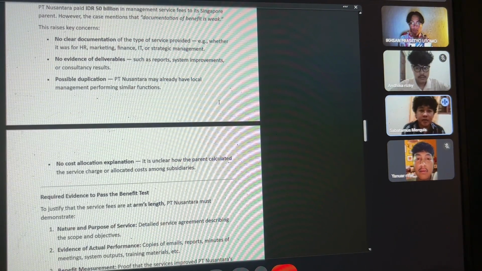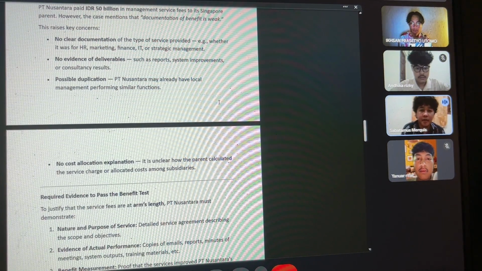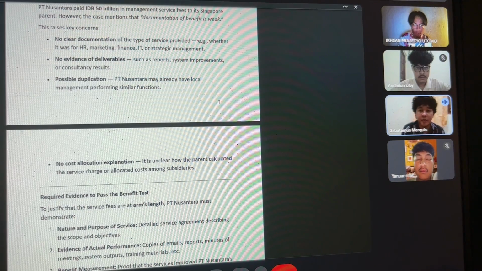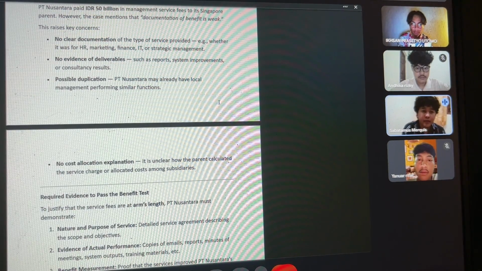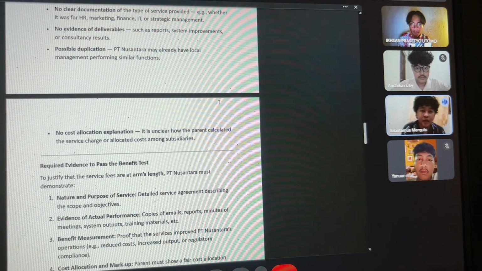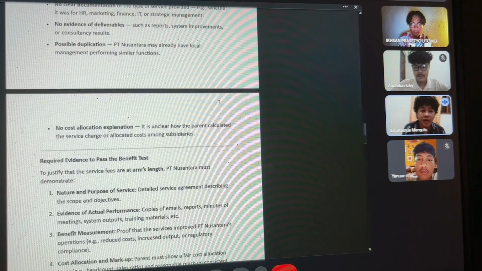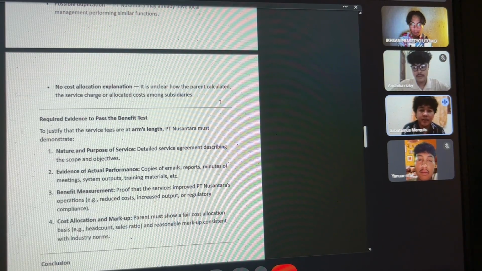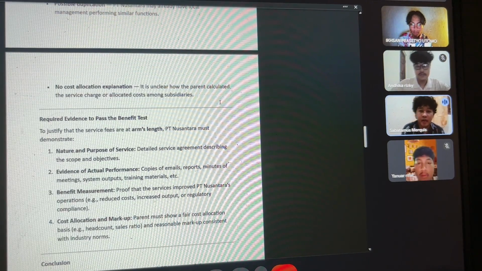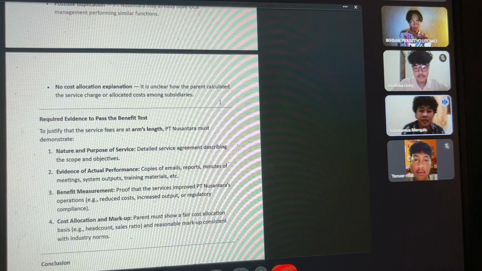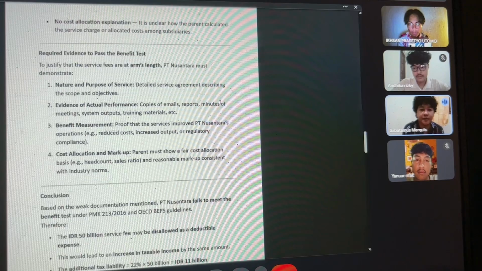And number two is no evidence of deliverables such as reports, system improvement, or consultancy results. And the three is possible duplication. PT Nusantara may already have local management performing similar functions. And the last is no cost allocation explanation. It is unclear how the parent calculated the service charge or allocated costs among subsidiaries.